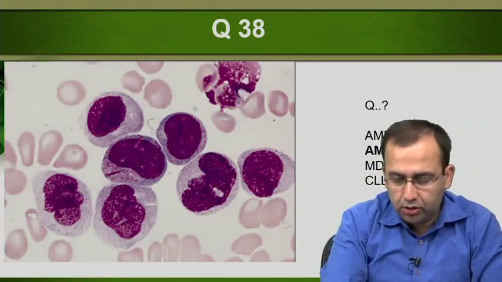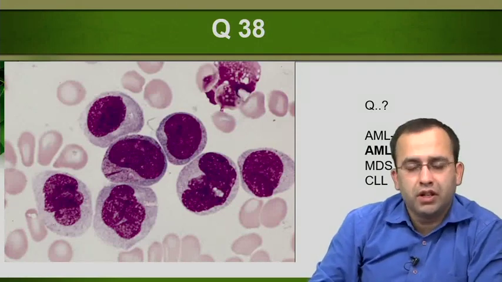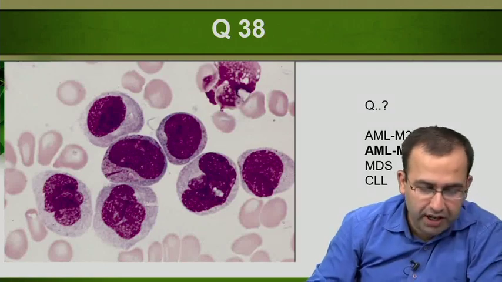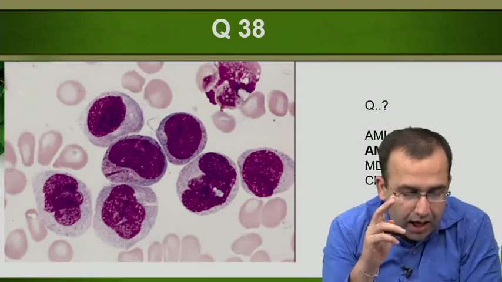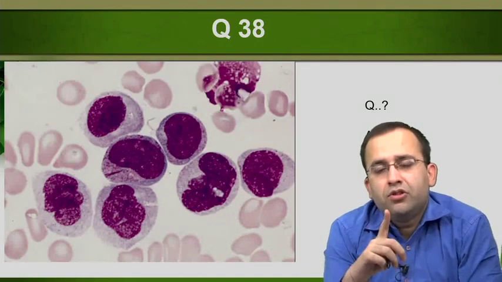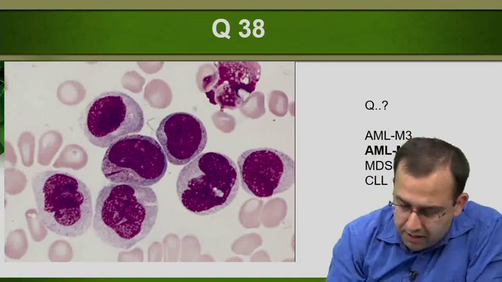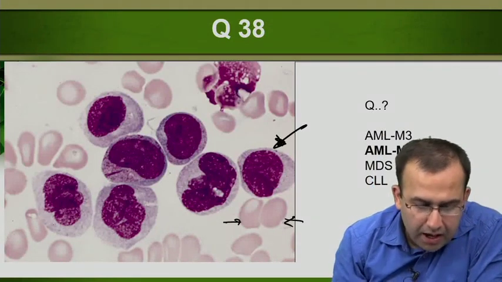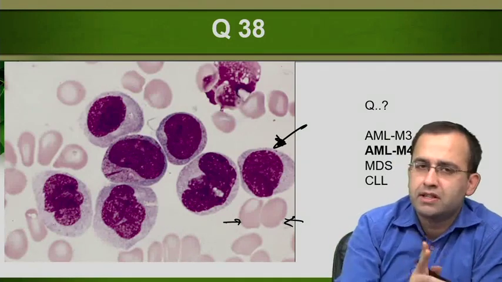Next, a good question. Question 38. Diagnosis. I know CLL is your favorite diagnosis. Nahi bache. Look, I am again saying this. CLL should have the presence of cells similar in size to an RBC. These are the RBCs. These are the abnormal cells. They are much larger than an RBC. So it is not CLL.